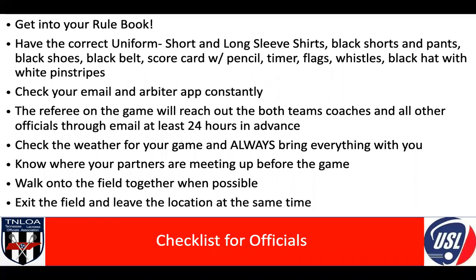For this preseason, just like any season, your checklist should first start with getting into your rule book. I have a paper copy of my rule book, but I also have a PDF copy on iBooks. I love the PDF copy because I can Command-F and find any word I'm looking for. If I want a specific word or phrase, I can type it in and find it. If you have the NFHS app on your phone, you can actually have the rule book on your phone, so you don't have to carry around a paper copy of the book.